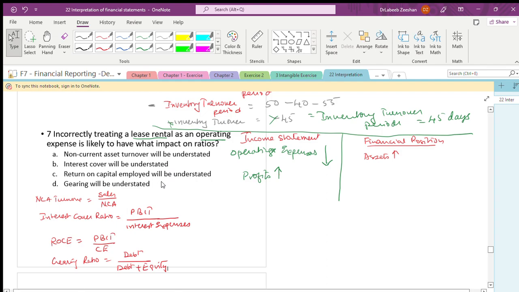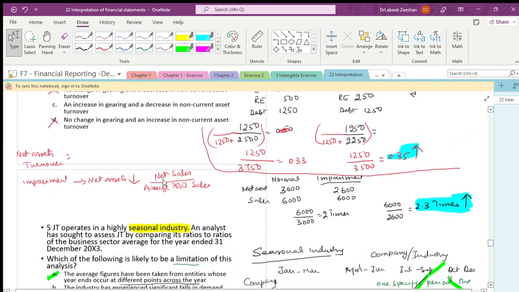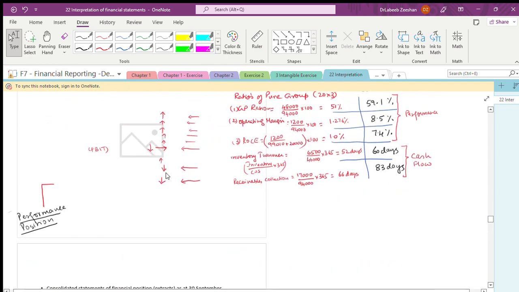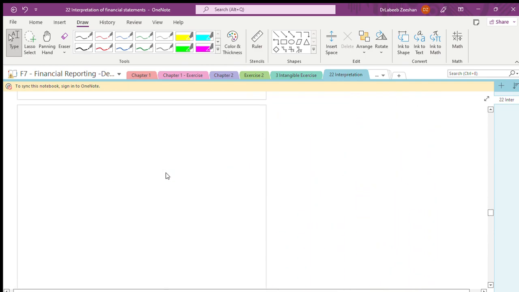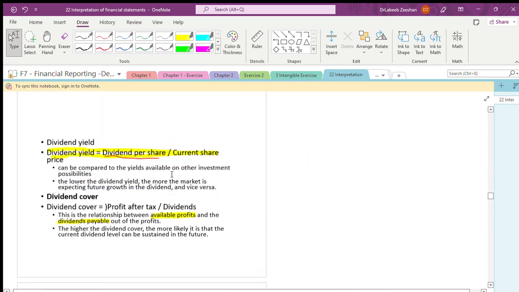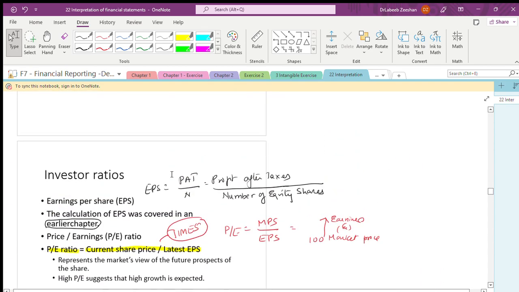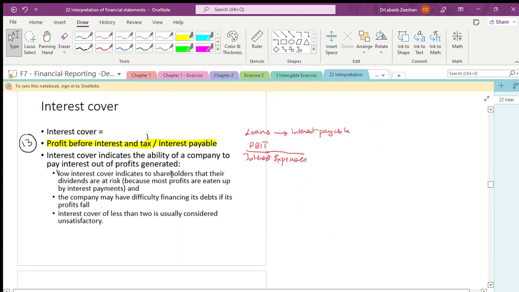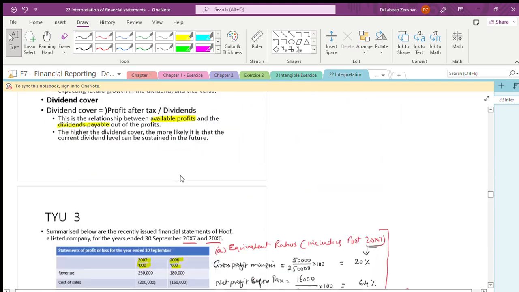Okay, I will just go through what is the interest coverage ratio. I just want to reconfirm. Profit, yeah, exactly. Profit before interest and tax divided by interest payable. Right.